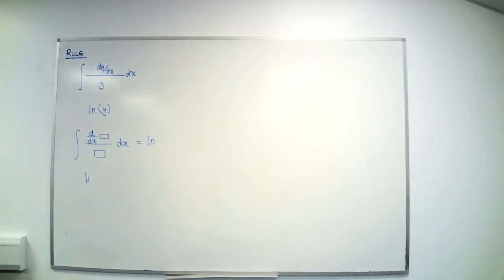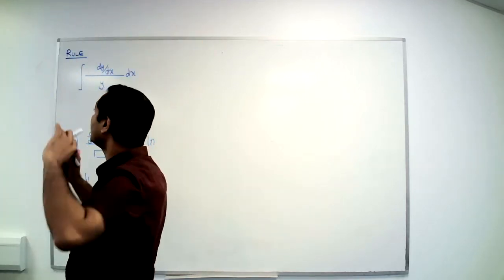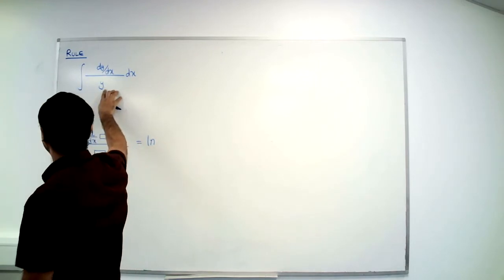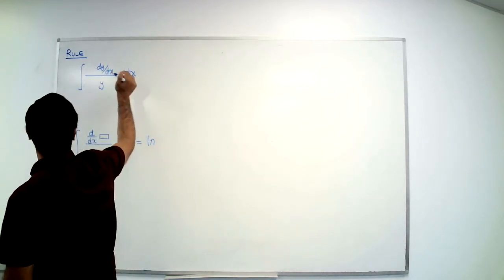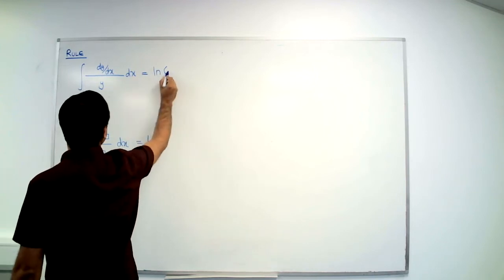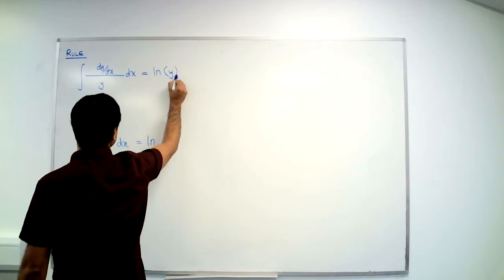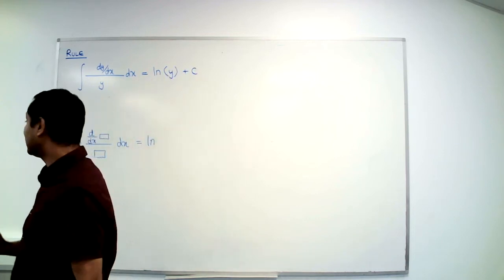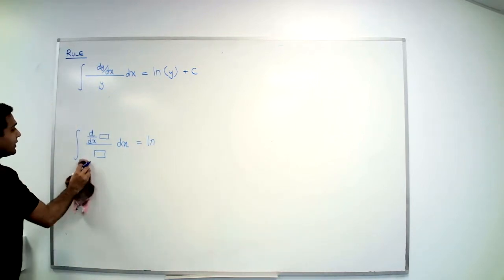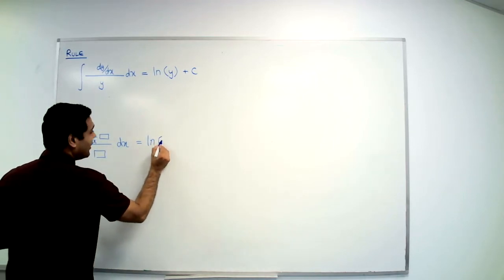Okay, three important rules. Guys, if you got something at the denominator and the differential of that on the top, when you integrate, the answer is always ln of whatever it is at the denominator, plus a c. For example, let's say you got the box at the bottom and the differential of the box on the top. The answer is just ln of the box plus a c.